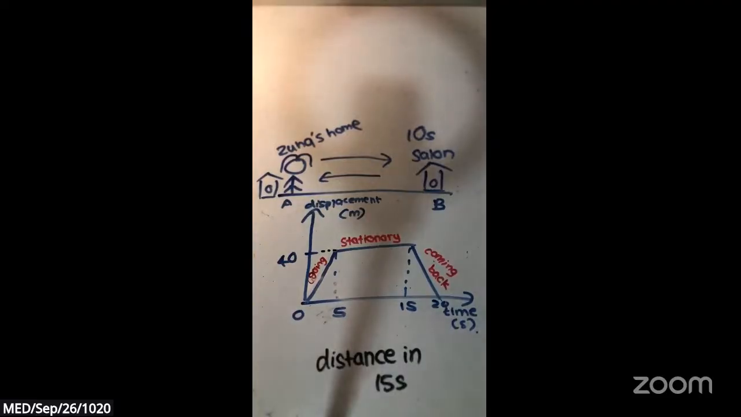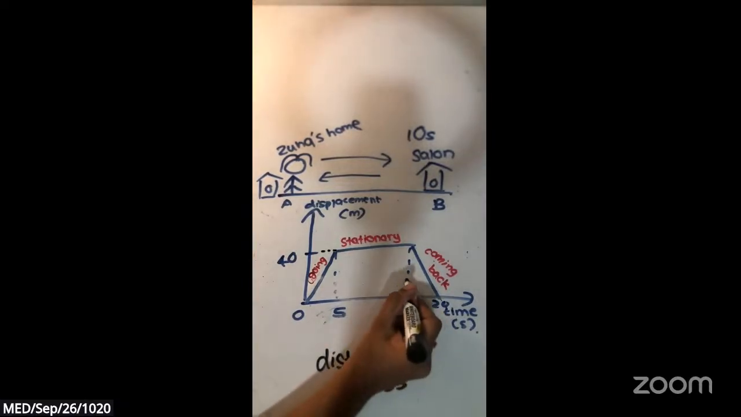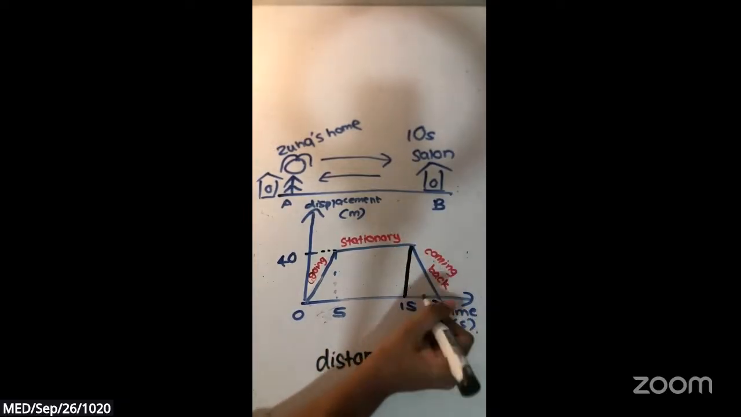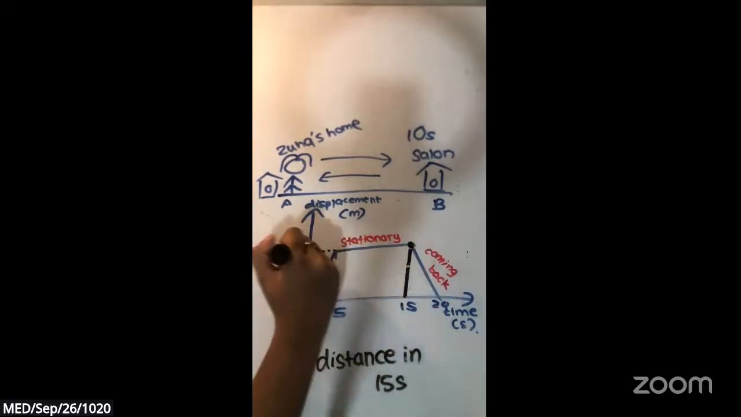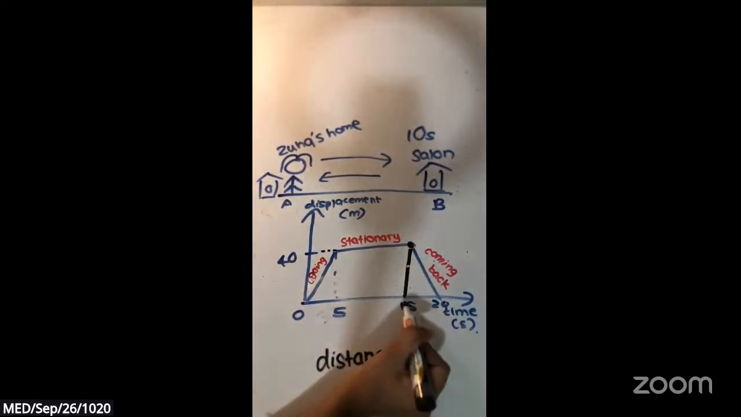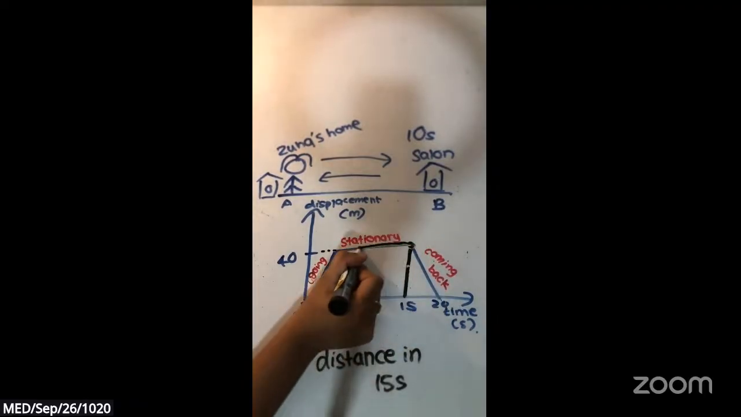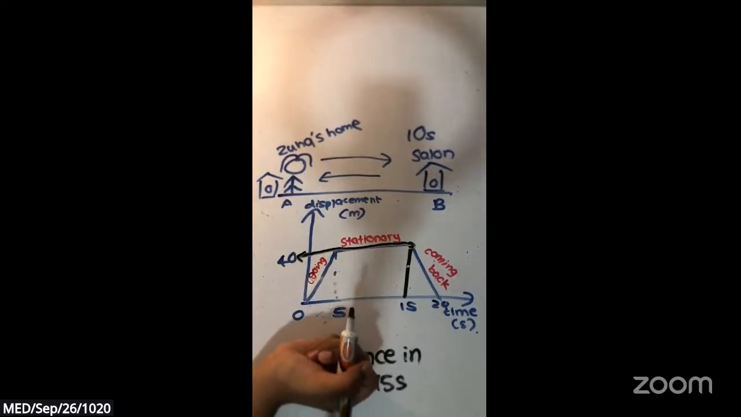So in 15 seconds, I asked you what is the distance, right? So go to 15 and go up like this. Maybe take a pencil and draw it. And then see there's a dot here now. And then try to come to the y-axis. Now from the x-axis 15, you go like that, take a pencil and then you come here. What is the value? 40 meters.